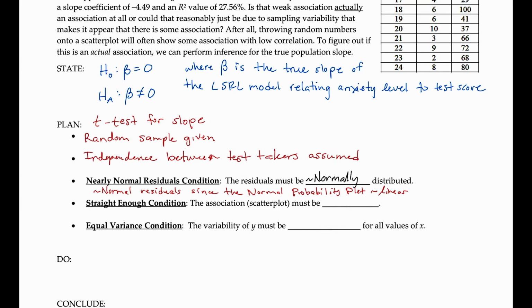So as we saw, our residuals through a normal probability plot show a roughly linear relationship. So we're going to go with yes, checked off, these residuals are nearly normal.